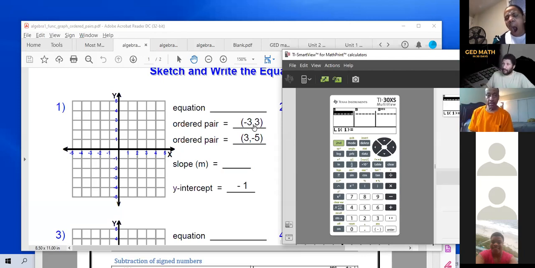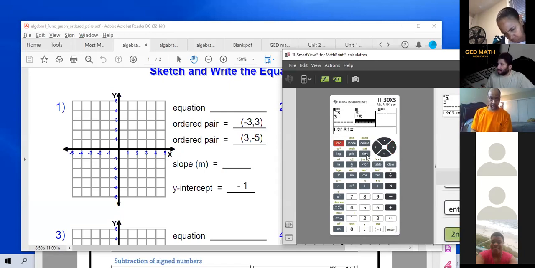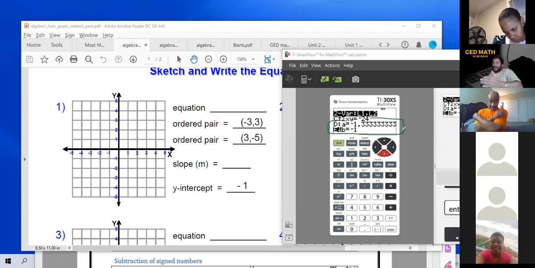But watch this. My x's are -3 and 3. -3, enter, 3, enter. Right arrow. My y's are 3 and -5. 3, enter, -5, enter. Second, data, 2 variables, calculate. Go down, hit your down arrow until you see A and B. Okay? Now, look at this. My slope is negative 1.33333.